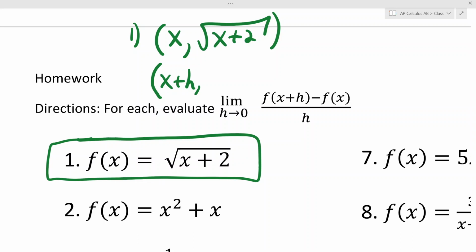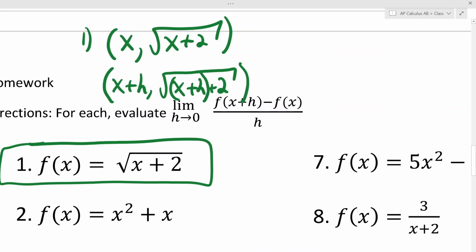Bryn, what's the y value going to be if x is x plus h? If the input is x plus h, then the output is the square root of x plus h plus 2. And technically, we should put parentheses around that x plus h. They don't matter in this particular case, but you could do that.